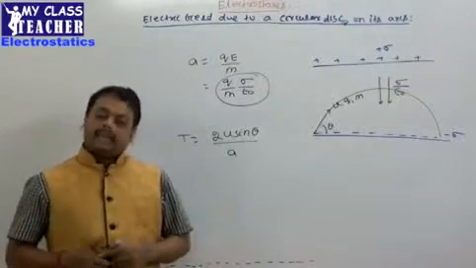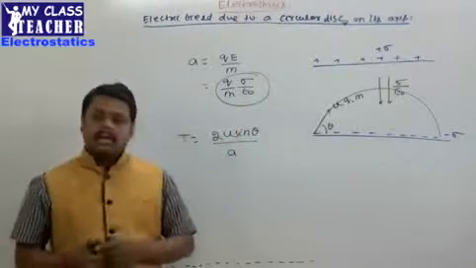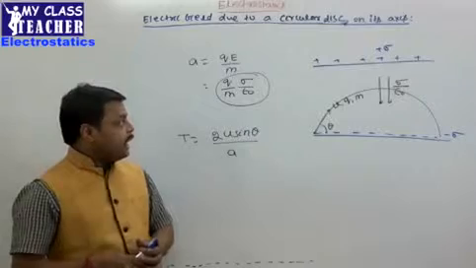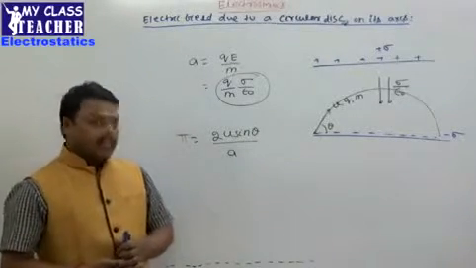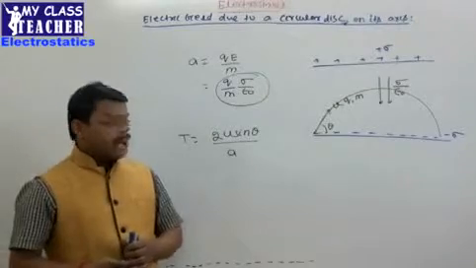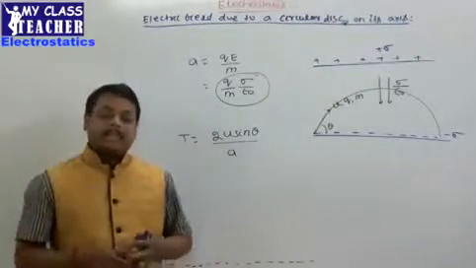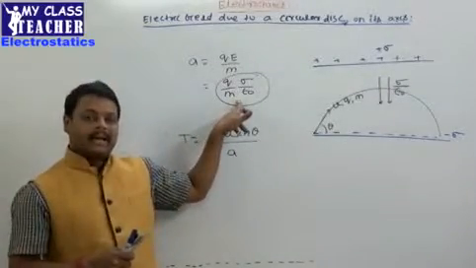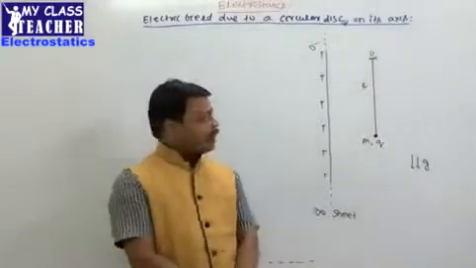So every formula of a projectile can be applied, only simply g will be replaced by this acceleration, q by m into sigma by epsilon naught. Okay? We can find the time of flight, and also you can calculate the range of the projectile and the maximum height. Everything can be simply calculated. Only instead of g, this acceleration will be written. Okay? So you make one more figure.